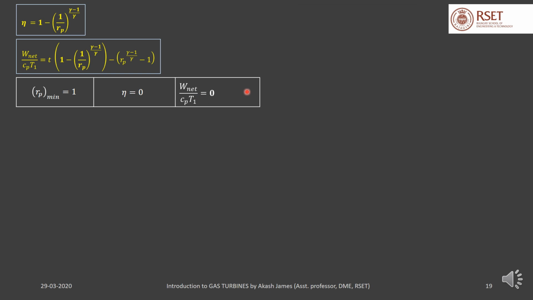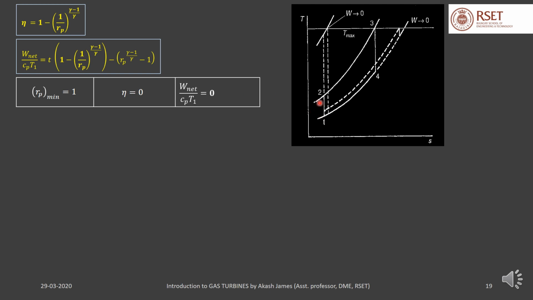Let's see that in a TS diagram. The cycle 1, 2, 3, 4, 1 represents the simple Brayton cycle, where 1 to 2 is compression, 2 to 3 is heat addition, 3 to 4 is expansion, and 4 to 1 is heat rejection, as we have discussed earlier. Now the temperature corresponding to state 3 is the maximum permissible temperature in the cycle, and we consider that as a constant. The area enclosed by a cycle in a TS diagram, as we have studied, represents the net heat transferred in the cycle.